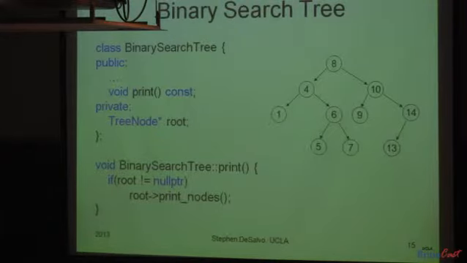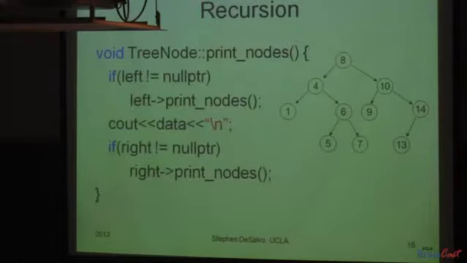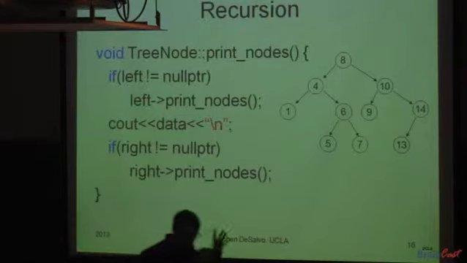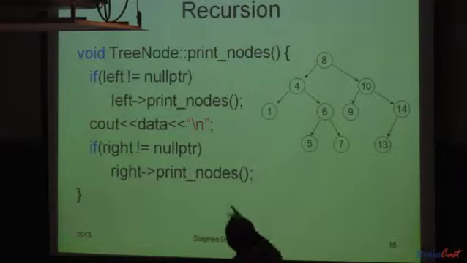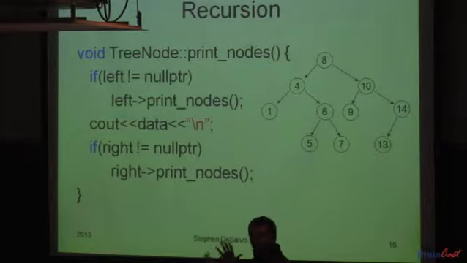Okay? So let's see what that does. As far as the binary search tree is concerned, all it's telling the root node is: root node, print your left subtree yourself and then your right subtree. And then we're going to use recursion. So here's what the tree node print nodes function would look like. Let's just imagine the 8, or the root node, is calling this function. What we do is we check if our left child is not null, then what we're going to do is, what? We're going to print out the subtree of the left node.